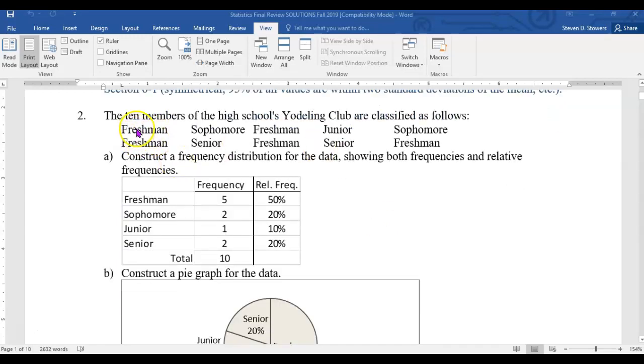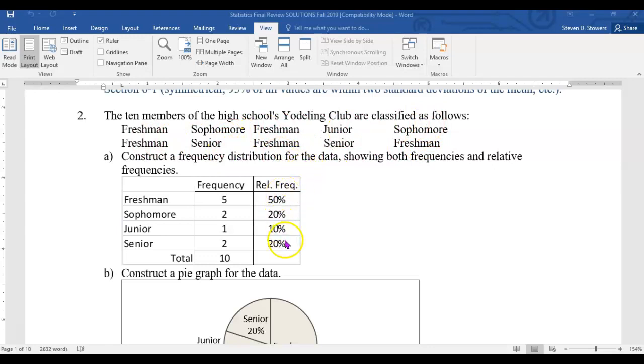So in problem number 2, there are these 10 data values. Constructing a frequency distribution means listing what those are and how many of each there are. So here there are 5 freshmen, so the frequency for the freshmen is 5. Sophomores 2, juniors 1, seniors 2, and that's a total of 10 because there are 10 in all.